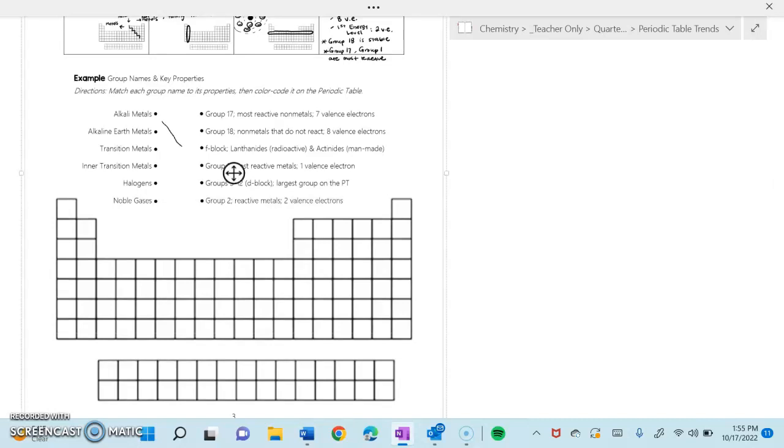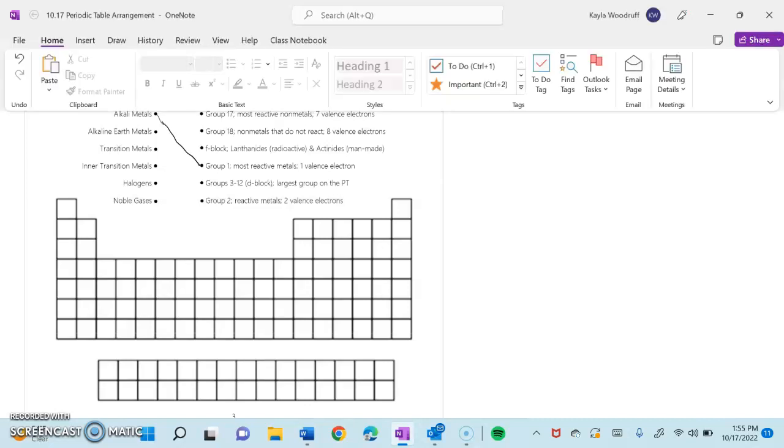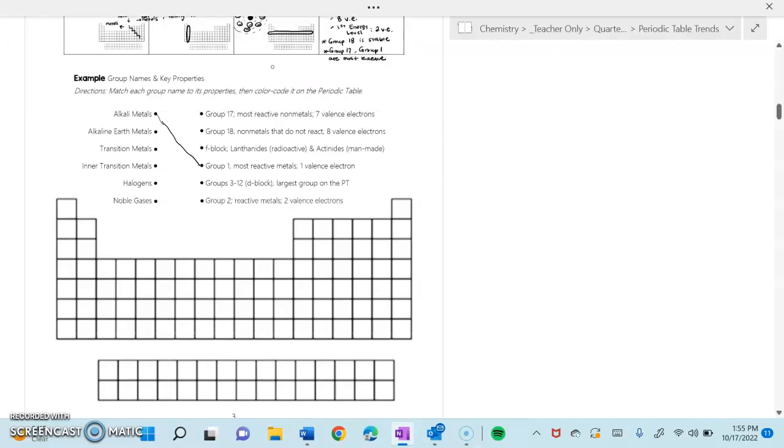Alkali metals, that's group 1. They have 1 valence electron and they are the most reactive. So I'm going to color this, my highlighter here, and you'll notice that I am not including hydrogen, which is in that first column. And the reason is because it is not a metal. Hydrogen is a nonmetal, but it has 1 valence electron, which is why it's located in that first column, but it is not part of this group.